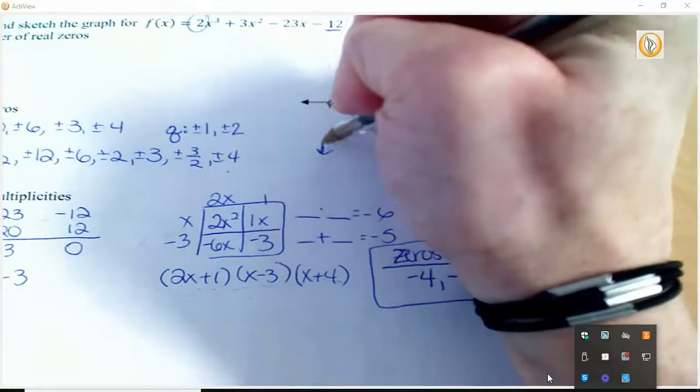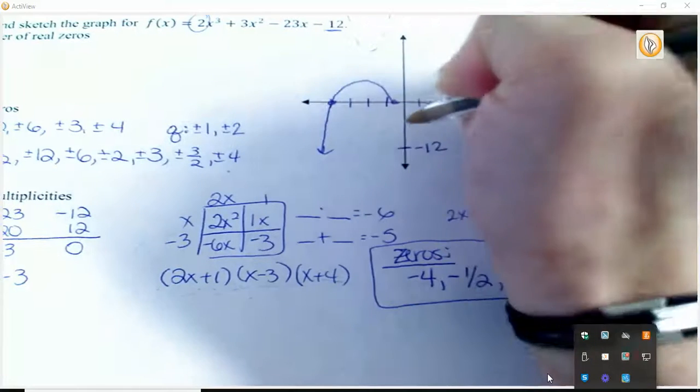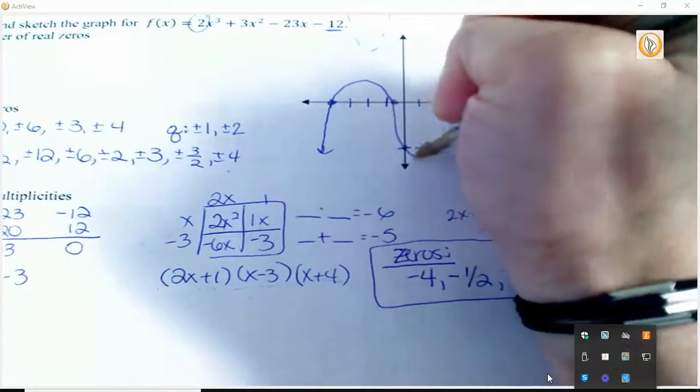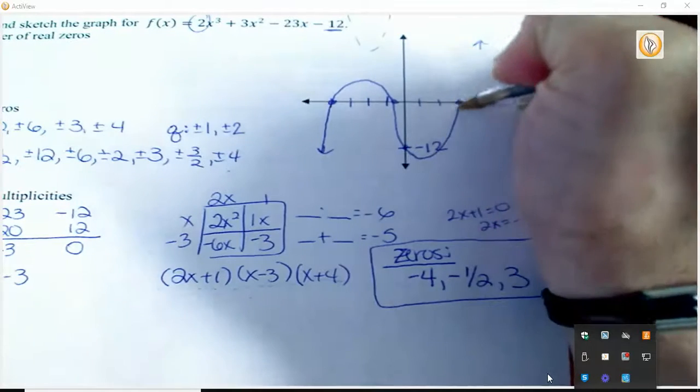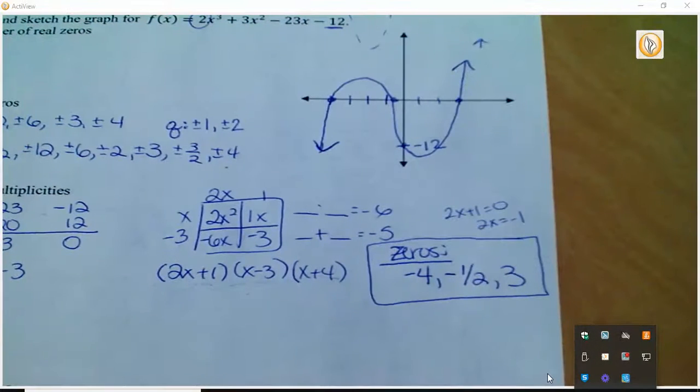So we'll start down here. We go through all of the zeros. Gotta come down and hit our y-intercept. Come back and hit the next 0 and go through. It should look like this. How can you double check yourself? You can look at your graph on your calculator if you need to double check something.